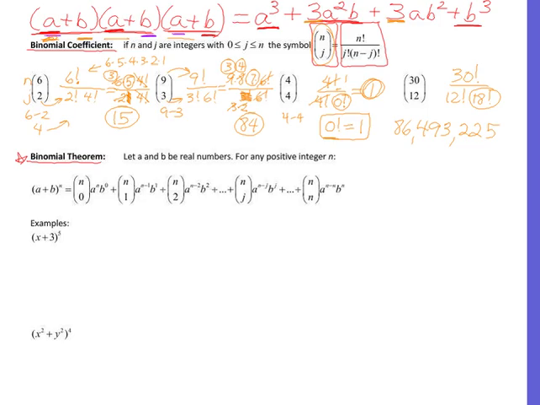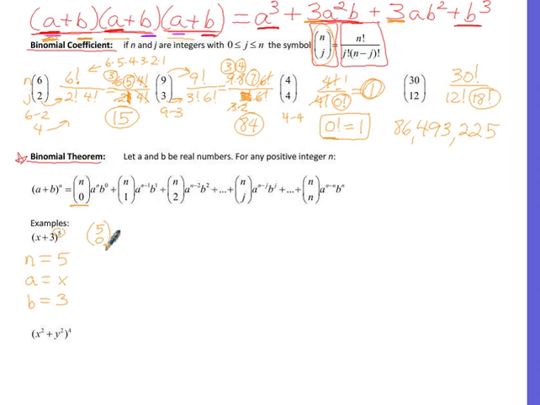So for x plus 3 to the 5th power, n is 5. The a term, the first one, is x, and the b term, positive 3. The b term can be negative. We'll find an example of that later. We can look right above to the binomial theorem for our structure. The first coefficient is n choose 0. N is the exponent, which is 5 here. So we're going to start off with 5 choose 0. We know that's going to turn into 1.